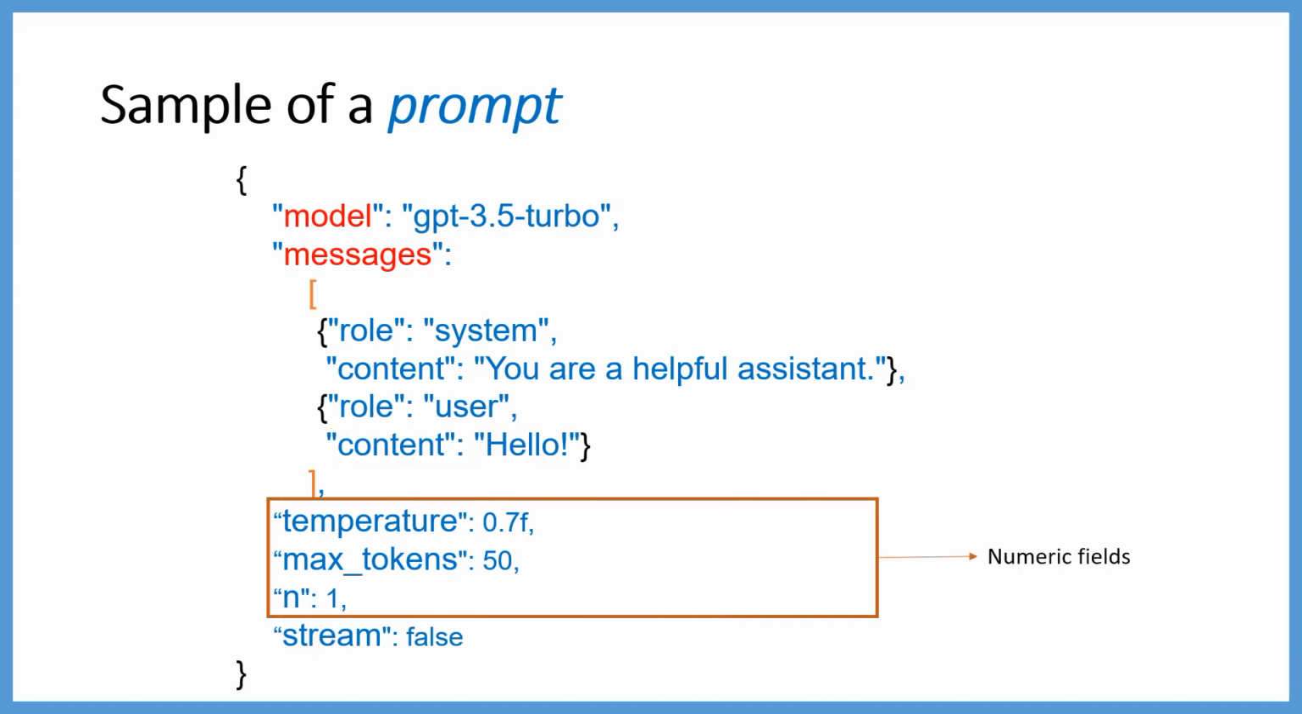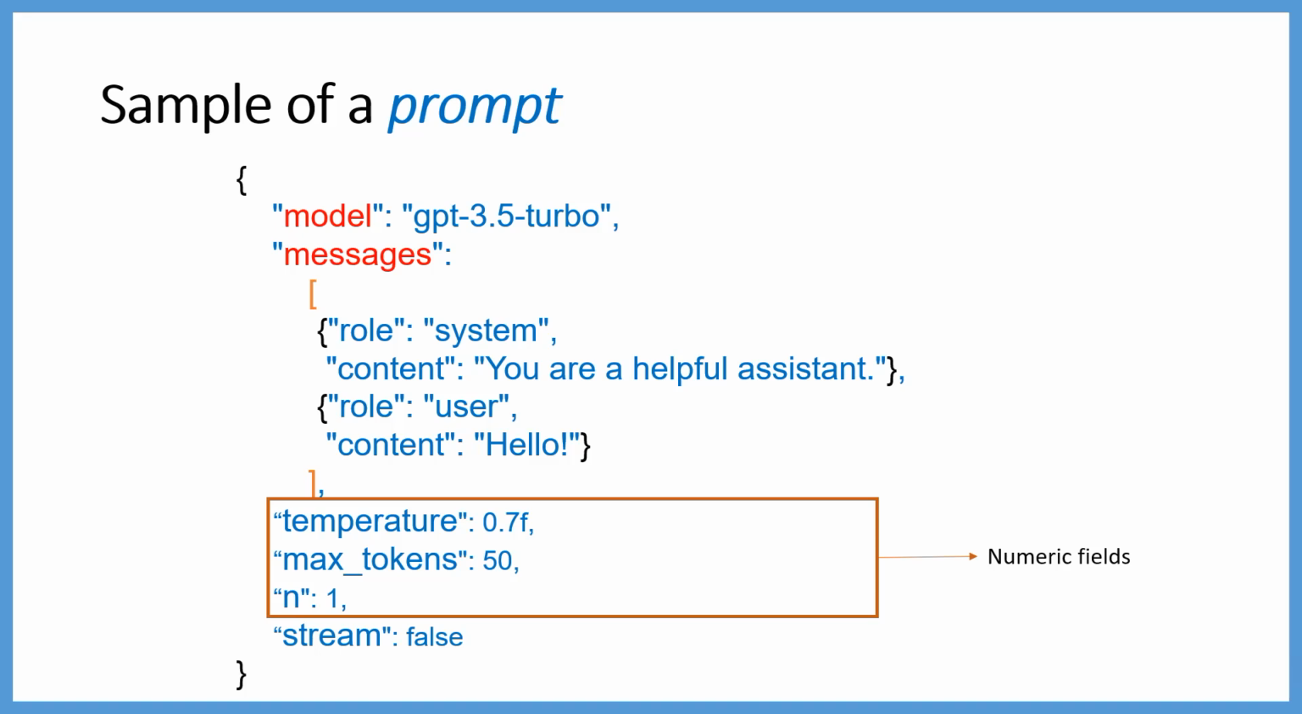Okay, next, the temperature, max tokens, and the n fields are numeric parameters. The temperature is between 0 and 2. The higher the number, the more random the results. The lower the number, the more deterministic the results. The max tokens parameter is a must for your application, even though the API says it's optional, because the bigger the number, the slower the response. The smaller the number, the faster the response speed. However, if the number is too small, you might get an incomplete response very easily.